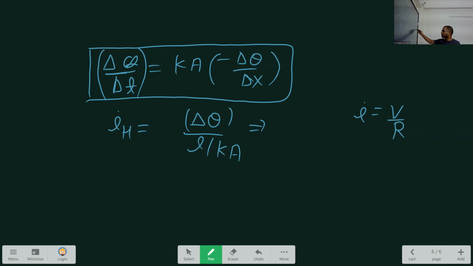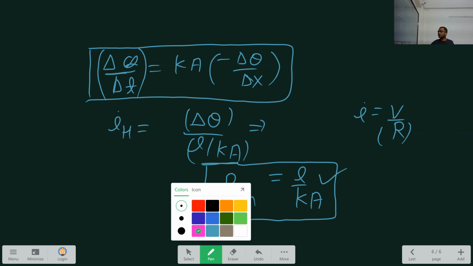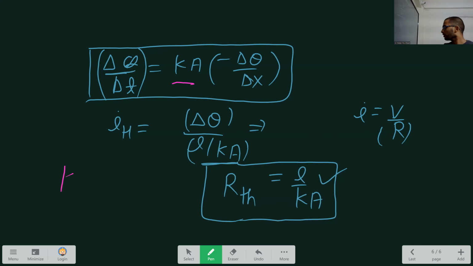Here, in place of potential difference, we are writing temperature difference. So this quantity is equivalent to resistance. This is called our thermal resistance, the opposition to heat flow. So our thermal resistance is L by K A. Now this analogy is very useful. In most cases we use this analogy because it is very useful while solving problems. Now this constant K is called the conductivity of the material.